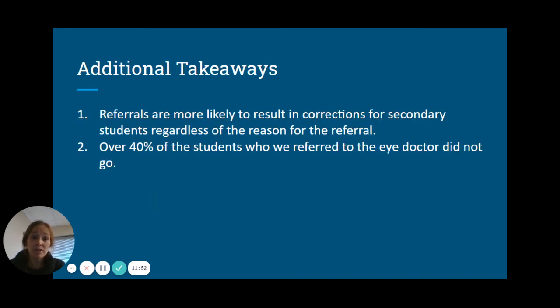Some additional takeaways not directly related to the Sloan and the spot comparison would be that referrals are more likely to result in corrections for secondary students, regardless of the reason for the referral. Also, perhaps the most important takeaway is that 43% of the students who were referred to the eye doctor did not go. That's over 100 students. And if we see correction rates similar to those in the group that did go to the eye doctor, that's 61 students that needed a correction that did not get one.